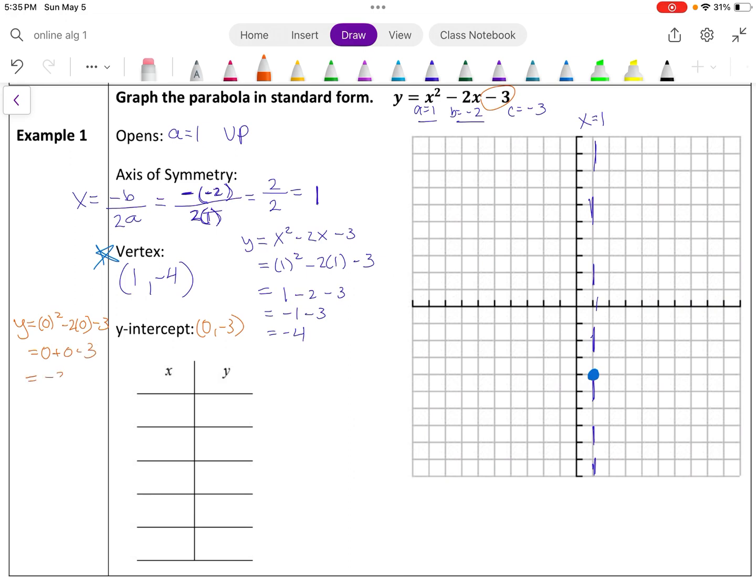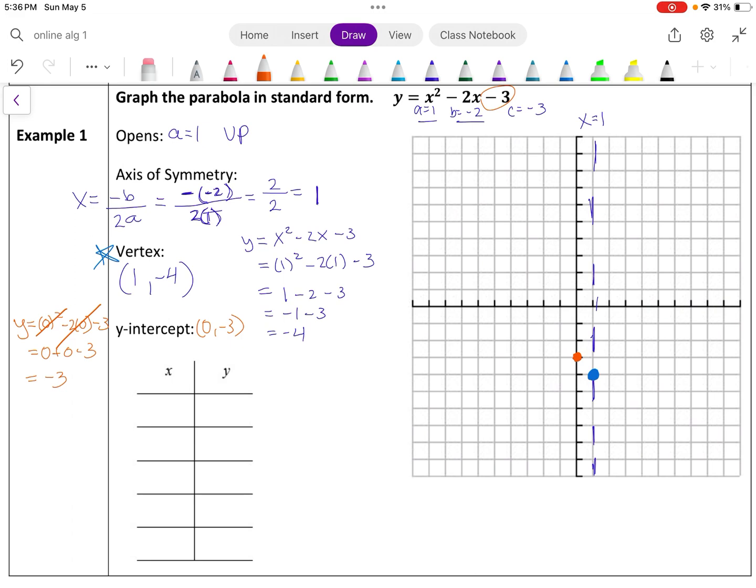Well, that's just 0 plus 0 minus 3. And it doesn't matter what your standard form equation is, the x squared and the bx term are always going to be 0, and all you're left with is that c value. So that's why instead of substituting 0 in, we can always just know that c is our y-intercept.